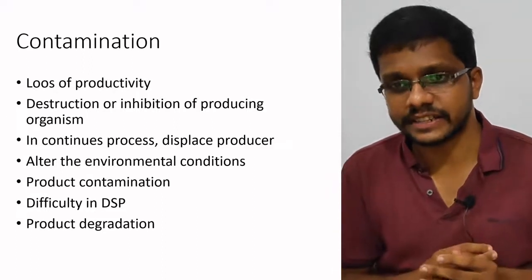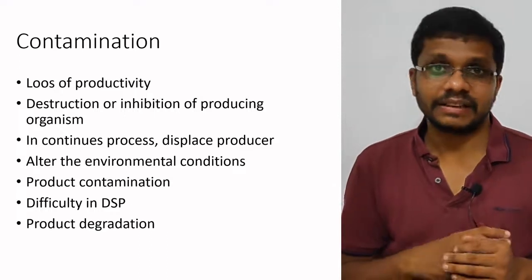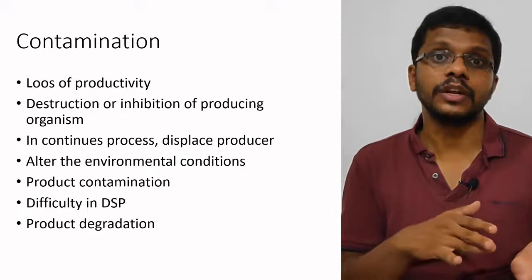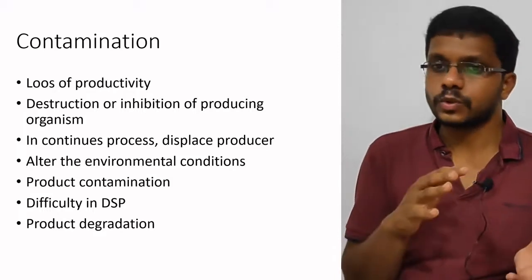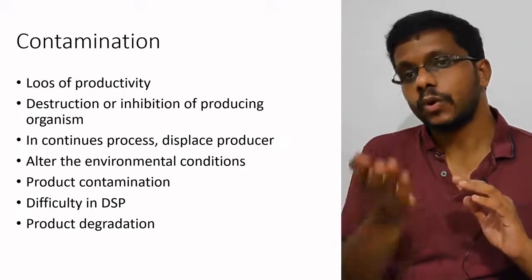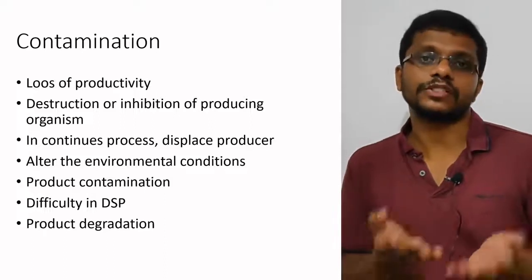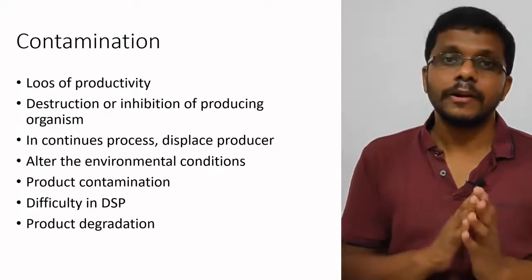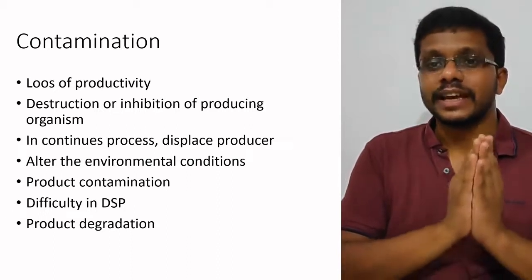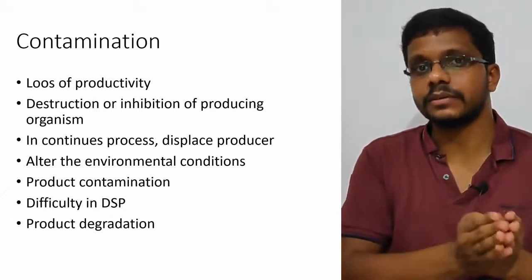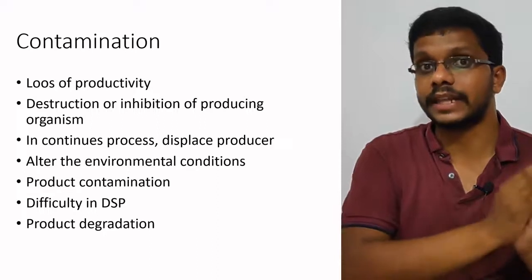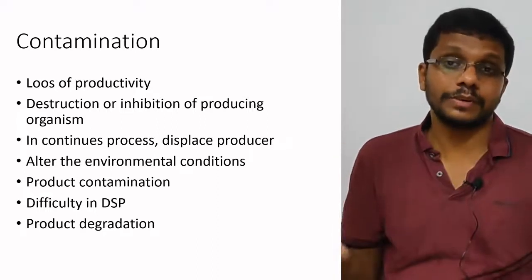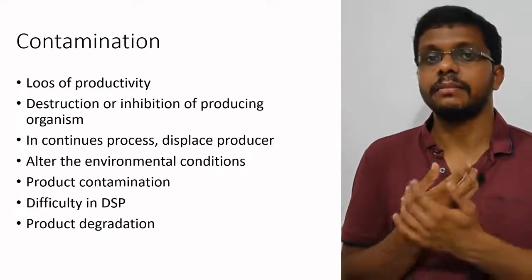Another thing is product degradation. Sometimes the contaminating organism can degrade our product into other compounds, or it can transform it into some useless compound. So that can also happen. All of these situations invariably cause loss of yield. The yield will be reduced or there won't be any yield. This will lead to an economic crisis because the fermentation will become economically unviable. So we are doing so many things to prevent contamination in the bioprocess industry.